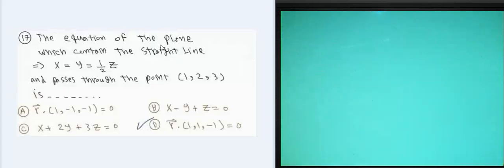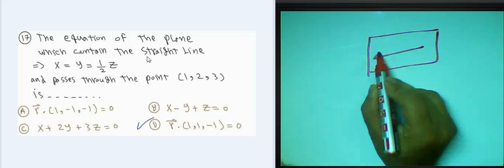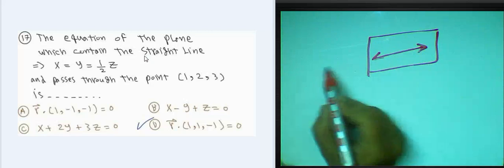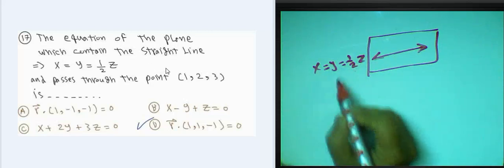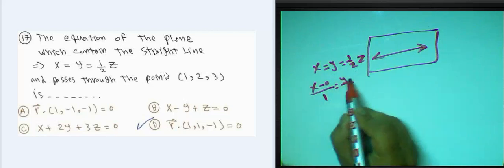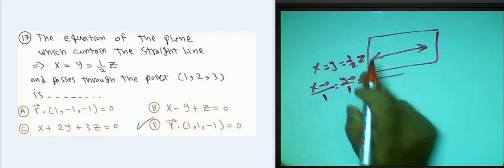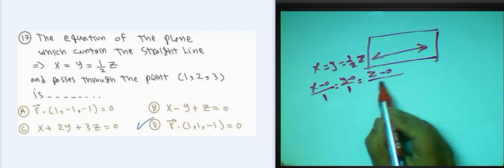Question 17. The equation of the plane which contains a straight line. We have a plane here. This plane contains a straight line here. The equation of the straight line: x equals y equals half z. Its meaning: (x minus 0) over 1 equals y minus 0 equals (z minus 0) over 2.